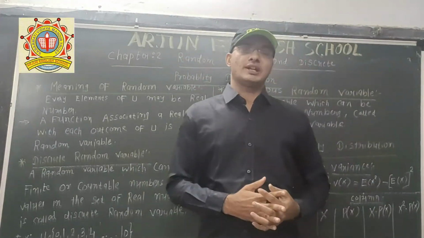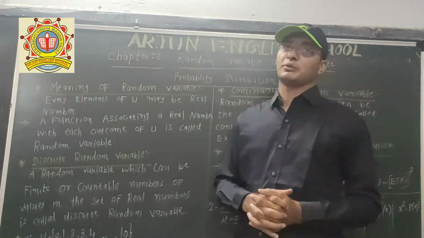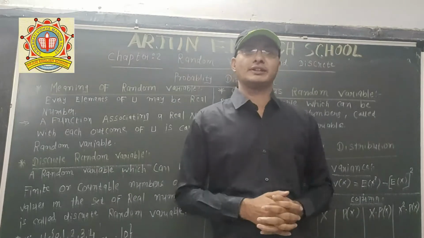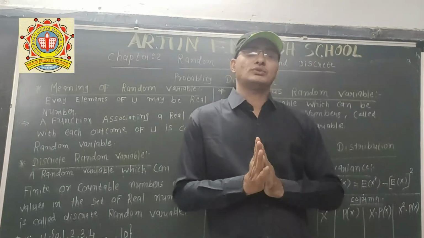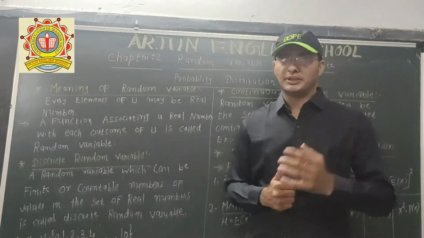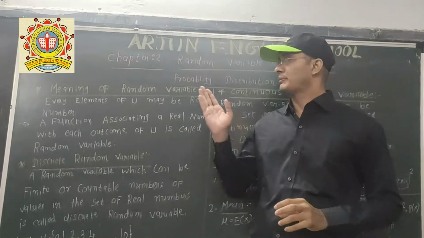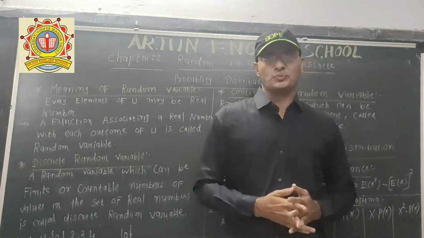Today I am going to start chapter number 2, that is random variable and discrete probability distribution in 12th standard. In the earlier class we have already completed the chapter probability in part 2, that is chapter number 1, and from today onwards I am going to start chapter number 2 in statistics part 2.